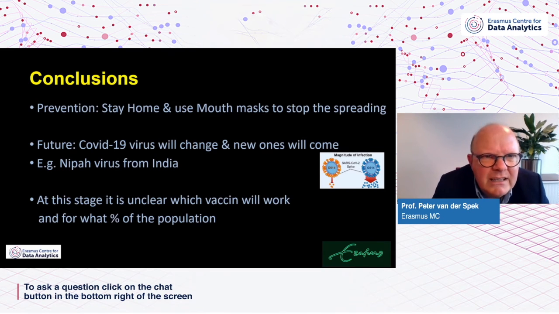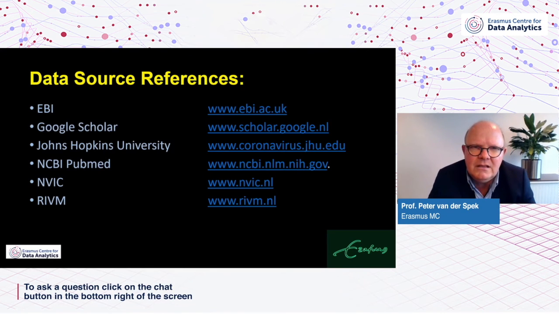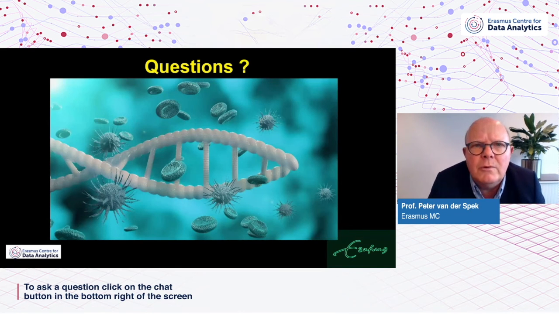Anyway, with this, I would like to mention a couple of source references which we have been using for our research in our institute. The EBI, of course, in Cambridge, UK. We use Google Scholar for all the literature and scientific papers on COVID. Johns Hopkins with its global monitor of how the pandemic is spreading, NCBI with the sequences of proteins and genomes, including the phylogenetic comparisons, and of course the National Institutes and the Society of Intensive Care Clinicians and the Dutch Healthcare Authorities, RIVM. So with this, I would like to open the floor for questions, and thank you for your attention.